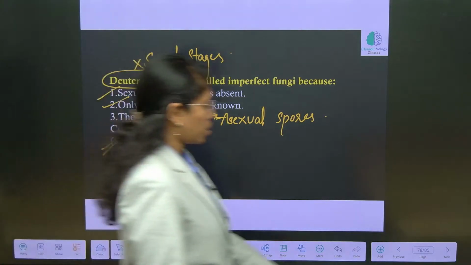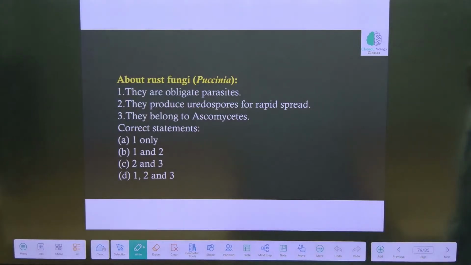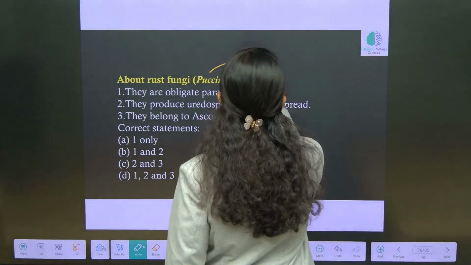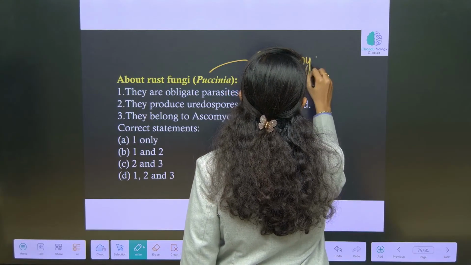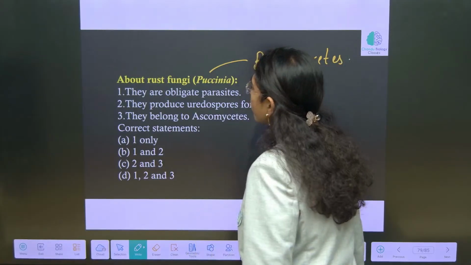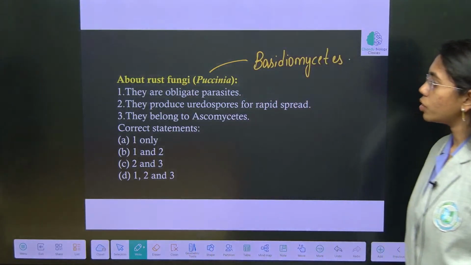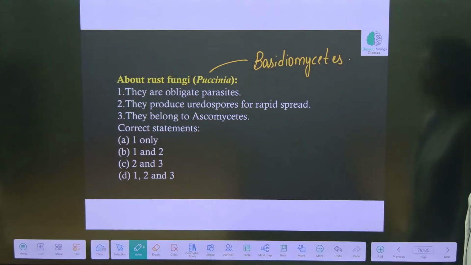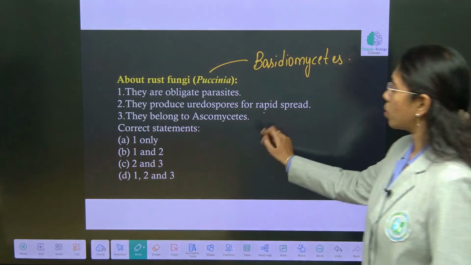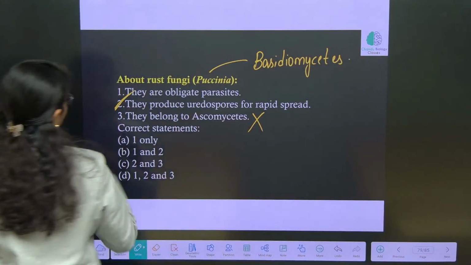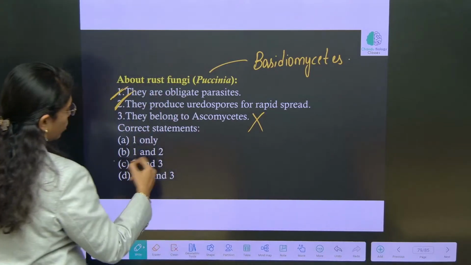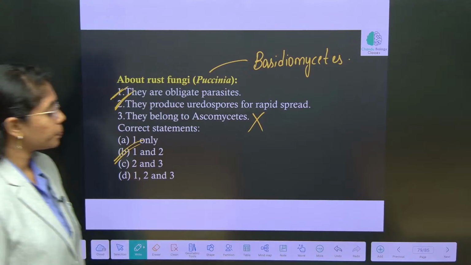Fine. Next. About rust fungi, Puccinia, which is the rust fungi, belongs to what class of fungi? Basidiomycetes. They are obligate parasites, true. They produce uredospores for rapid spread. They belong to Ascomycetes, so wrong. They do produce urediniospores for reinfection to occur. They are obligate parasites, true. 1 and 2 will be the right statements here.